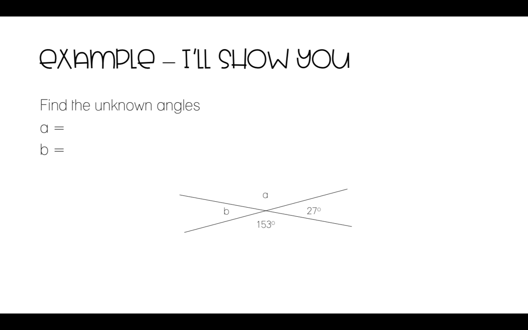So let's do an example. We'll do this one together. Find the unknown angles. We've got two unknowns, A and B. Now A is vertically opposite to 153, so we know that A equals 153. And B is vertically opposite, and we still call them vertically opposite even though they're on a horizontal plane. B is vertically opposite to 27, so we say that B equals 27.